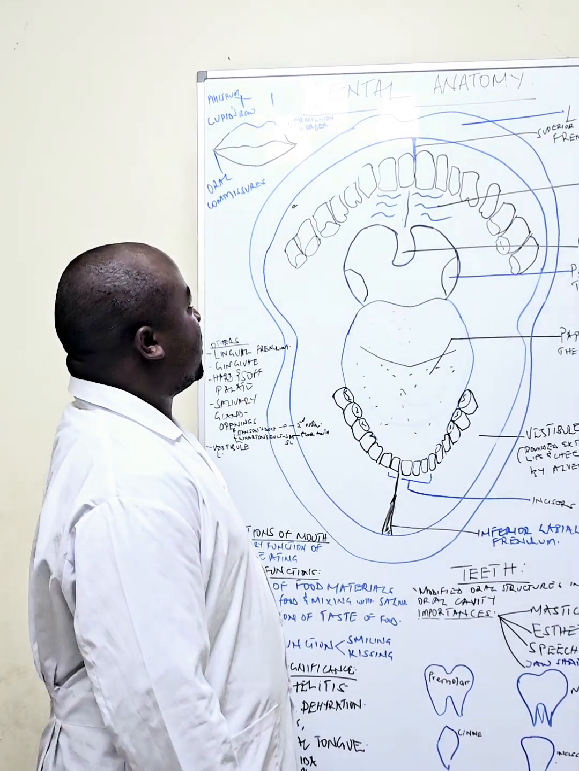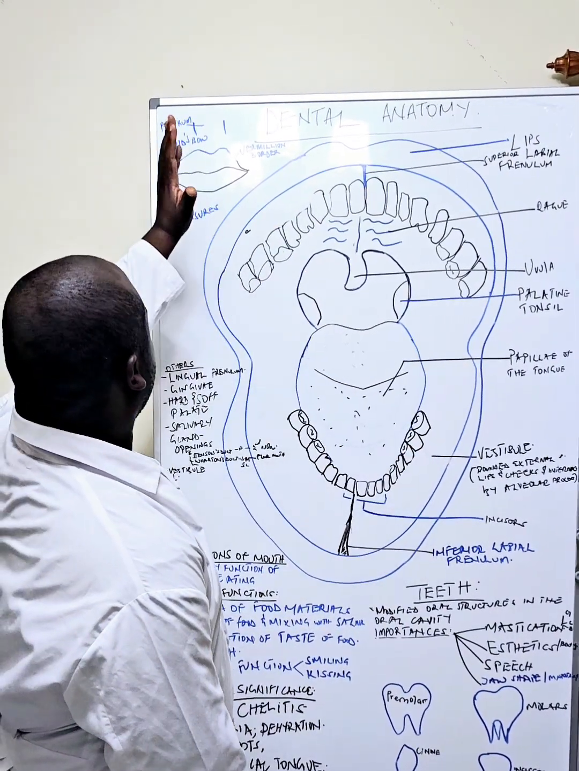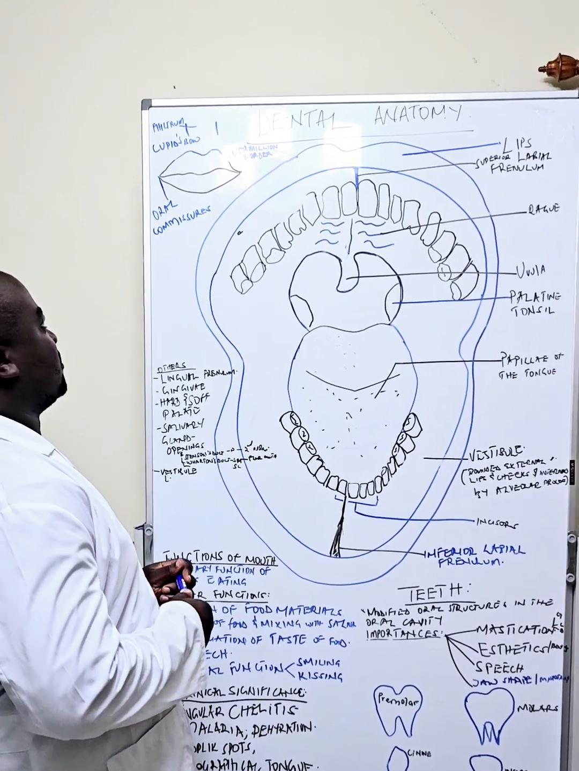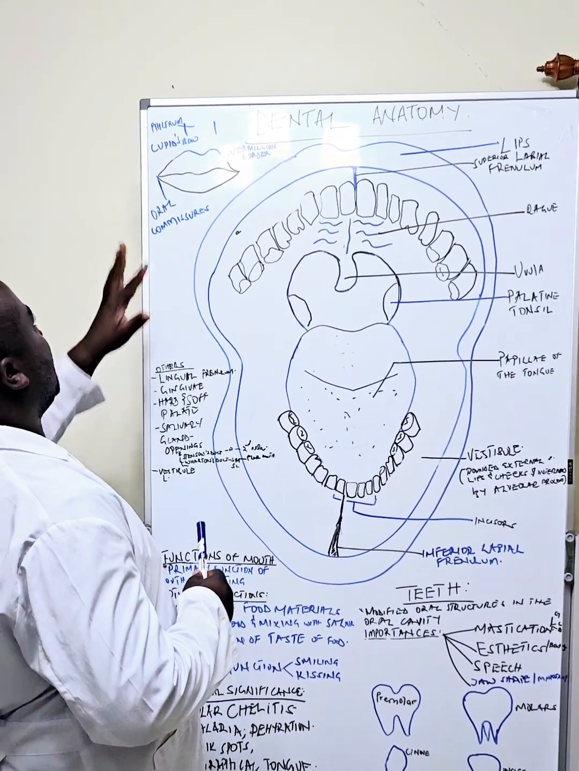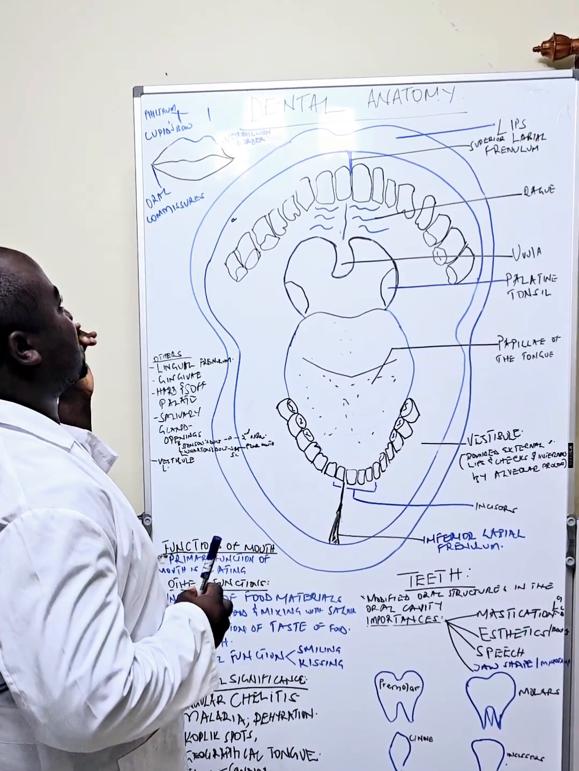From there, we can talk about when a person has closed the mouth. When someone has closed the mouth, there is what we call commensals.